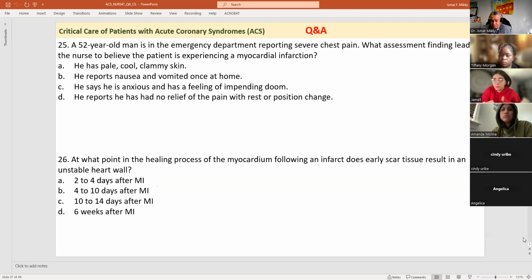At what point in the healing process of the myocardium following an infarct does early scar tissue result in an unstable heart wall?